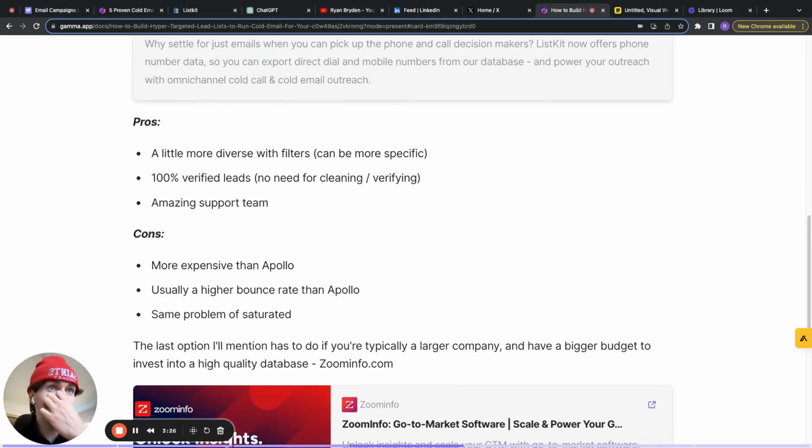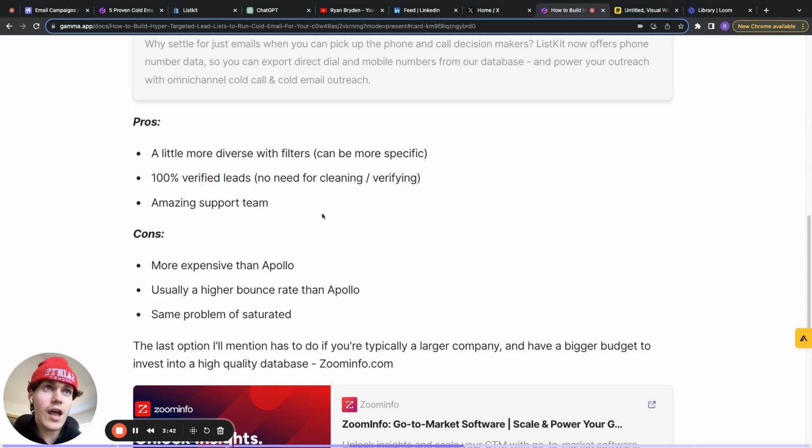So ListKit, I found it to be a little more diverse with filtering. You can be a little bit more specific with technologies, which I found it's better with. They have good hiring filters that I use for certain campaigns a lot. And the biggest difference is that these leads are 100% verified.